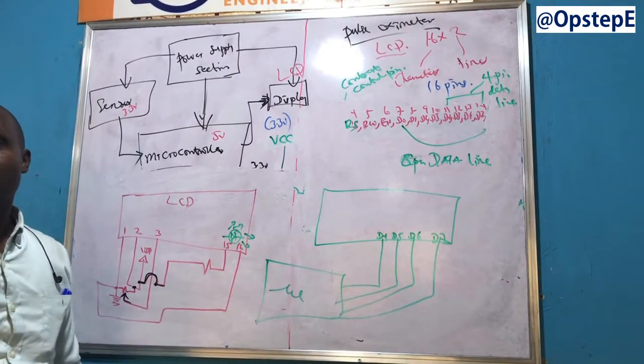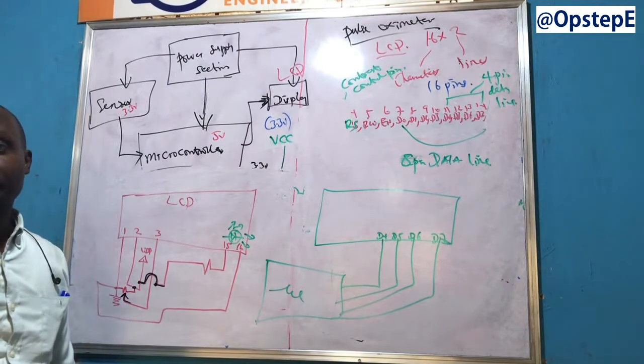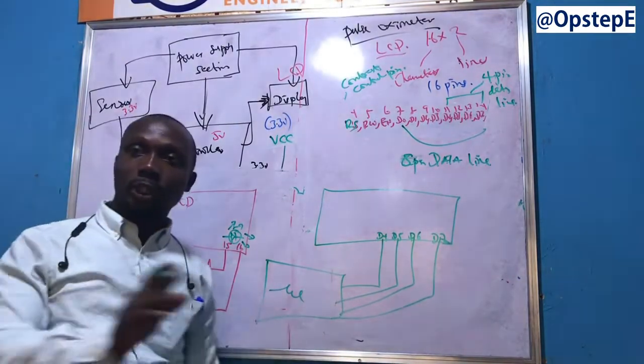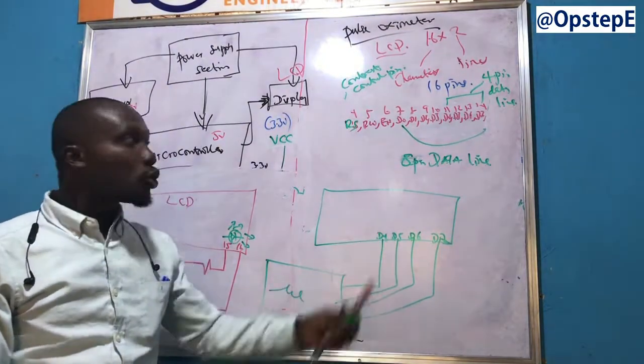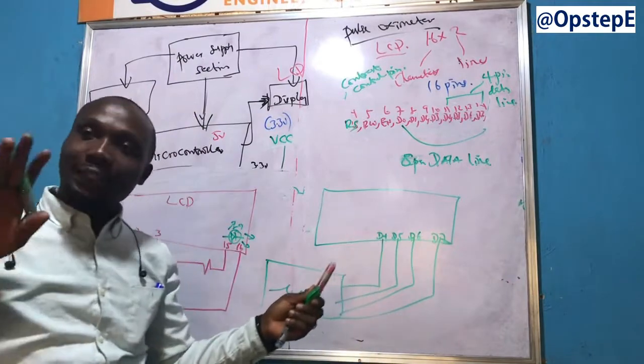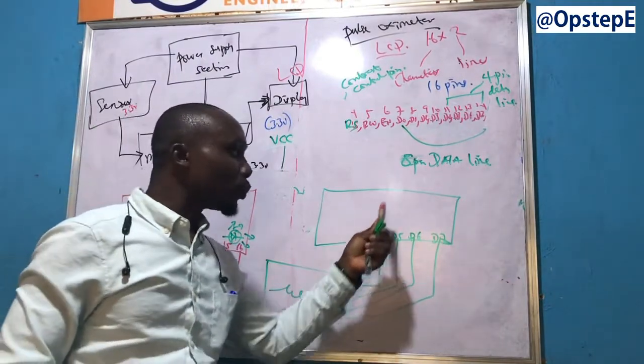Are you following me, sir? What pin on the controller are they connected to? We'll get to that. We're still on the LCD. So as against using the 8 data line, we had used 4. But that 4 is on what? D4 to D7.